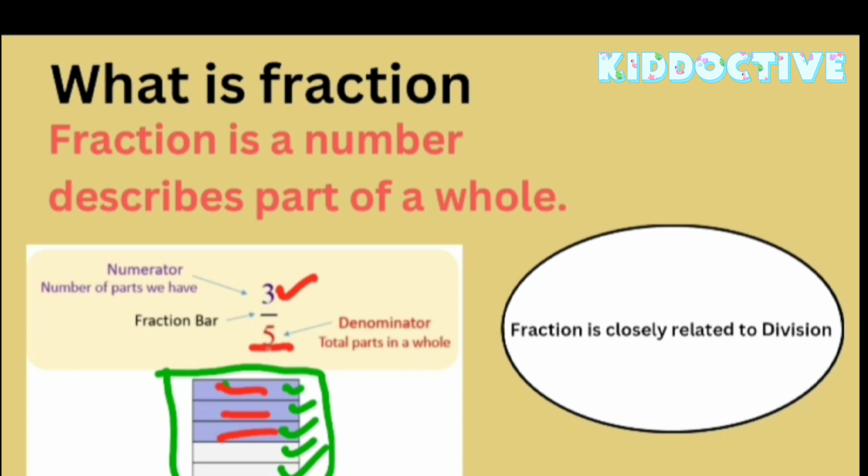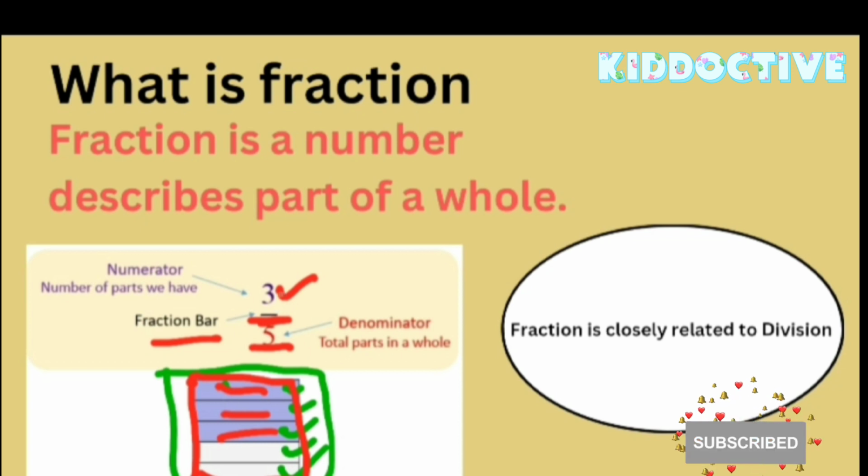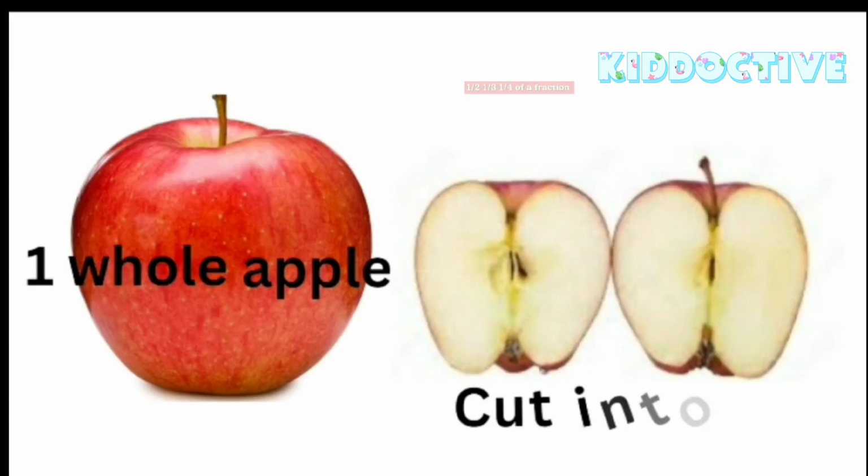So 3 by 5. This symbol is called the fraction bar, and this one is the numerator. Numerator means the number of parts we have, meaning the colored part, and denominator means the total parts in a whole. This is the total part. The total is divided into how many parts? 5 parts. So we are going to write 5 under, and the colored part we are going to write in the upper part. Okay, I hope you understood.